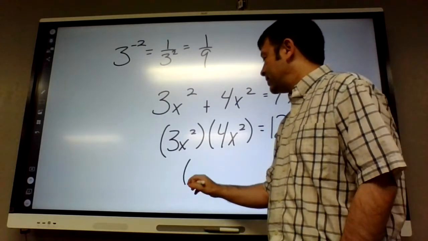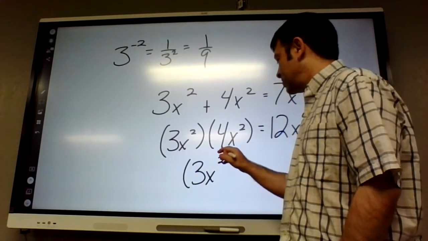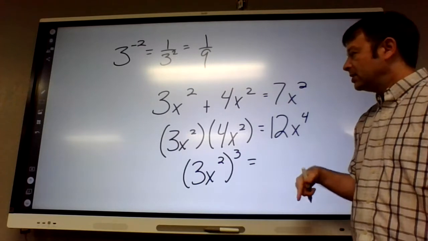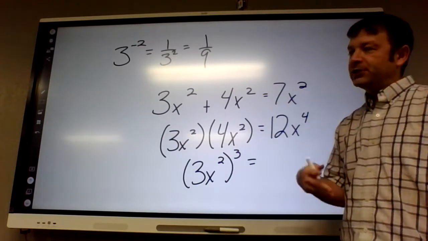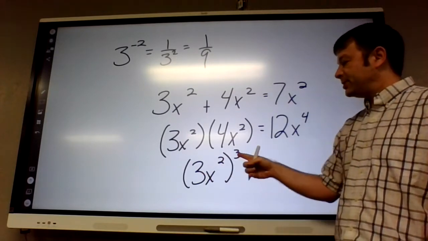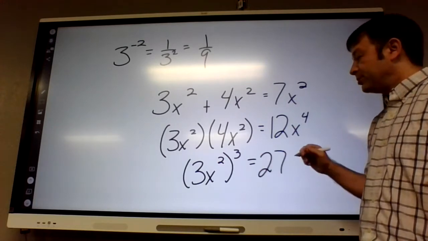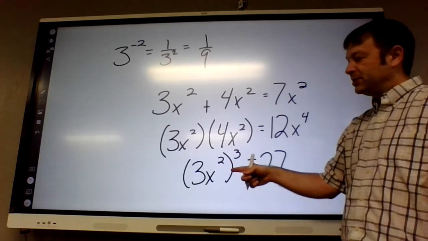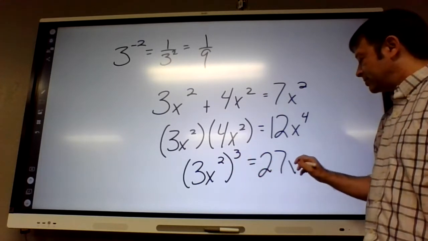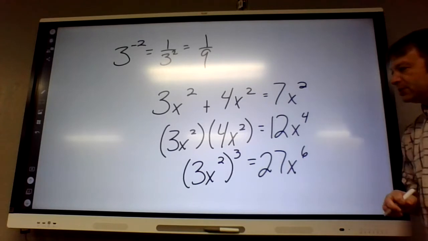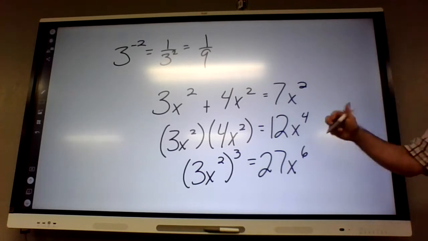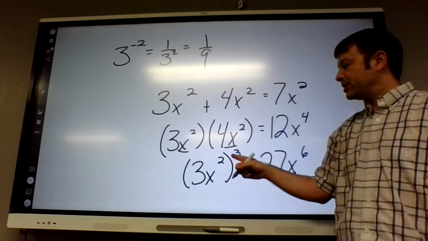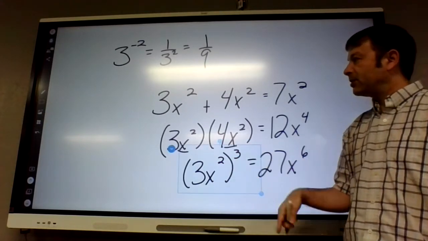What do we do if it's 3x squared, cubed? Right, it's 3x squared times 3x squared times 3x squared. So it's 3 times 3 times 3, 3 cubed is 27, and it's x squared times x squared times x squared. So basically it's 2 times 3, so multiply. This is an add the exponents situation, x times x. This is a multiply the exponents situation, power to a power.